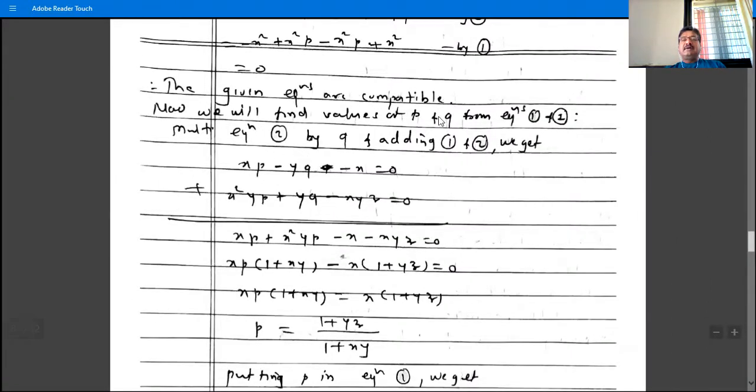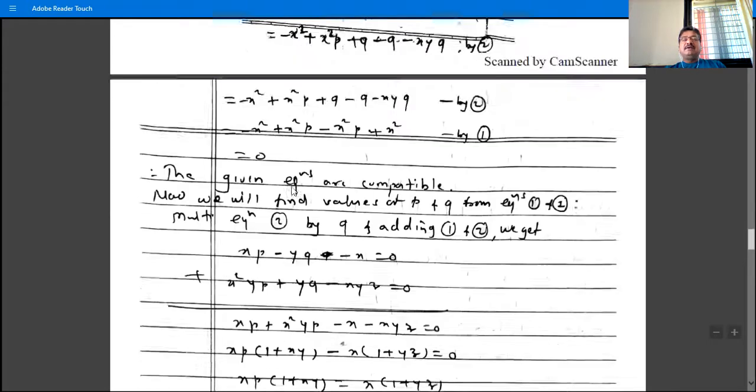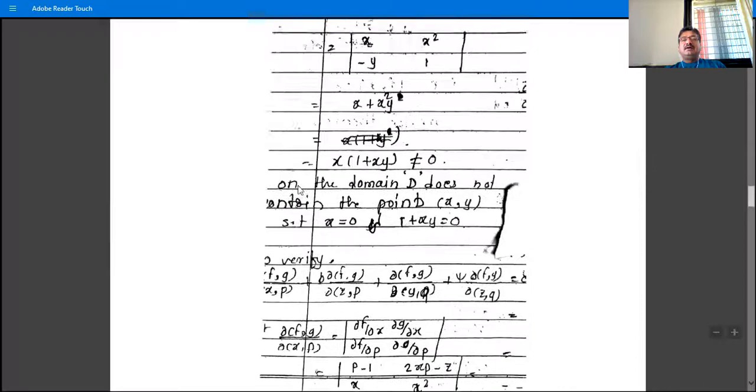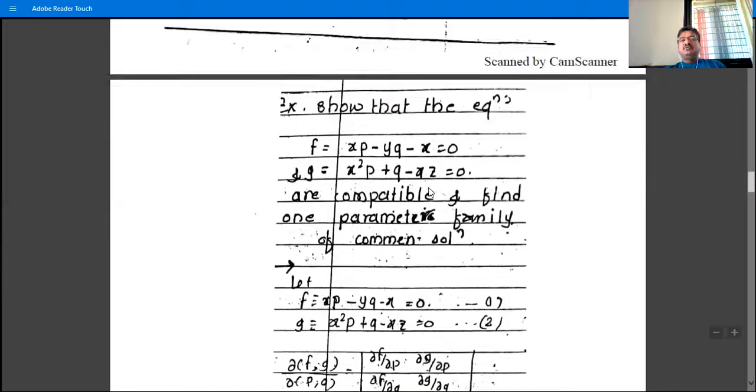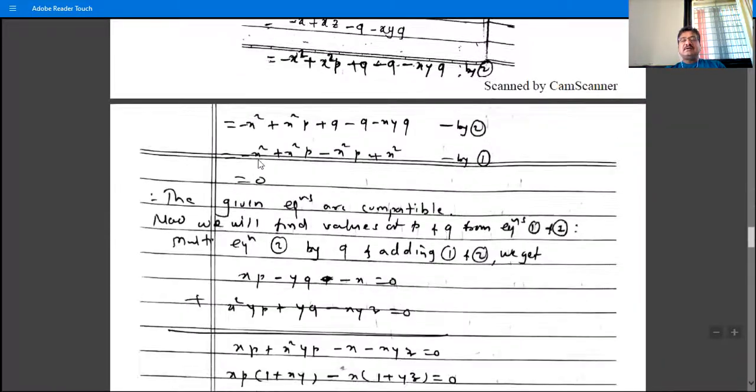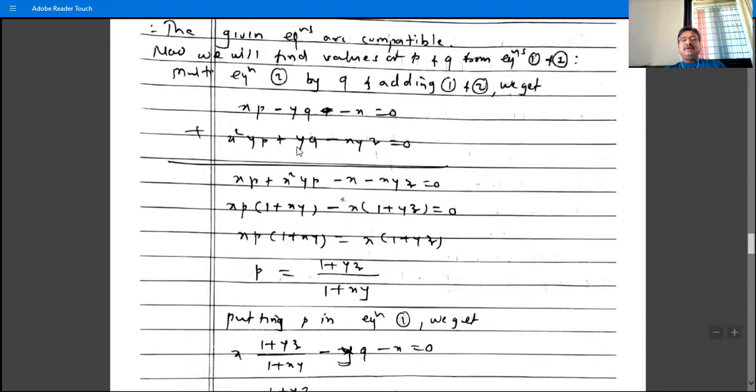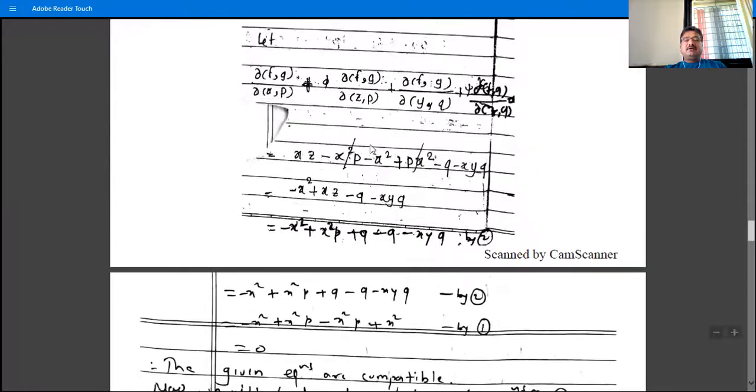Now we will find the values of p and q from equation number 1 and 2. So multiplying equation 2 by y and adding 1 and 2, we get this equation number 1, and multiply equation number 2 by y, and we have this x square yp plus yq multiplying by y to equation second. So we have x square yp plus yq minus xyz is equal to 0.